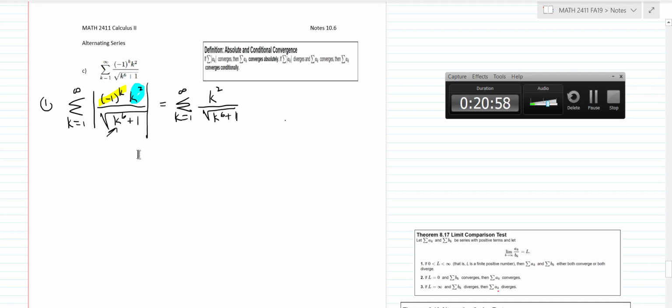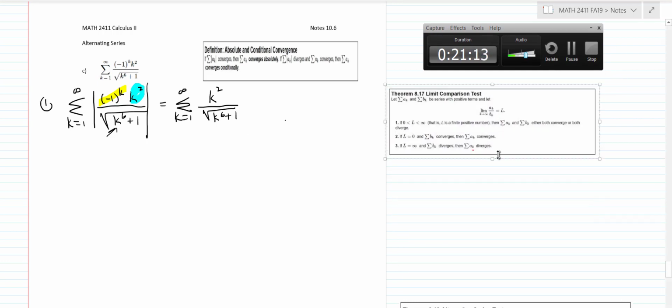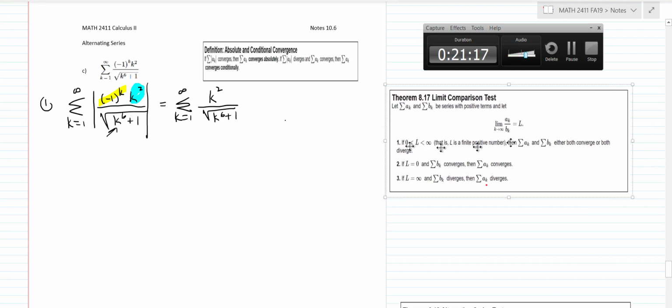Anytime you have a rational function and then you have powers of k, the limit comparison test is probably the right choice on this. This is just set up for a limit comparison test. So let me pull this up and remind ourselves what we do. You want to find a series that you know something about, whether it converges or diverges, and then you want to formulate a ratio and then do that limit. And then you want to see what happens.